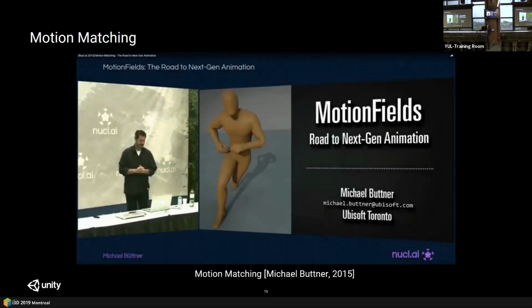And that resulted in this talk that I gave in 2015 at this totally unknown conference called Nuclear AI. If you Google for my name and motion matching, you will find this talk. And here I explained all the details that went into this prototype that I just showed.